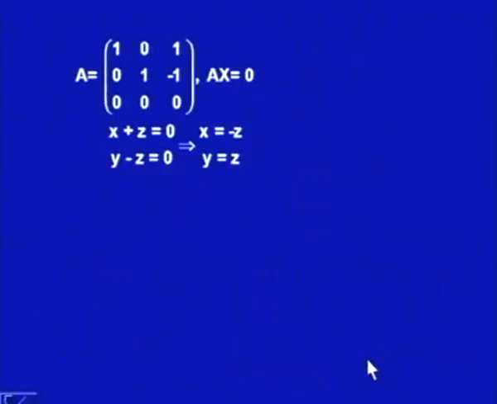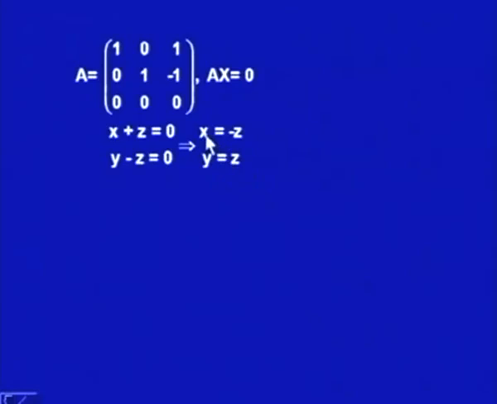Now to find the nullity, we have to solve Ax is equal to 0. So what are the solutions for Ax is equal to 0? This equation will not contribute anything because it is identically satisfied. So this row will not contribute towards the solution. We'll have only this and this row. So we'll have x plus z is equal to 0 and y minus z equal to 0, and this gives me x is equal to minus z and y is equal to z, where x, y, z are the elements of this column vector x.